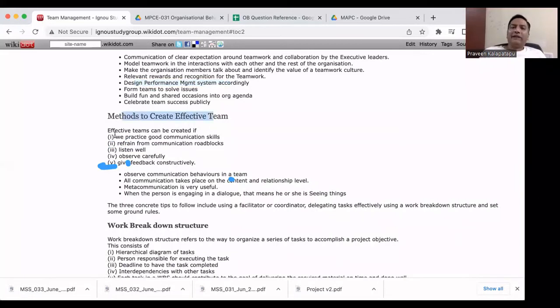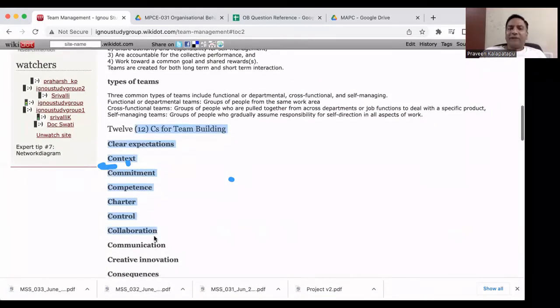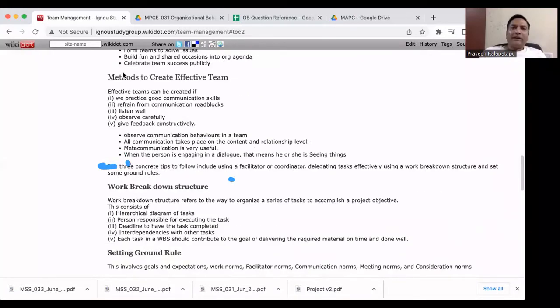Methods to create effective team. This is the next most important question as far as this unit is concerned. First important is the 12 C's. Second most important is methods to create effective team. Okay. So how are you going to create an effective team?